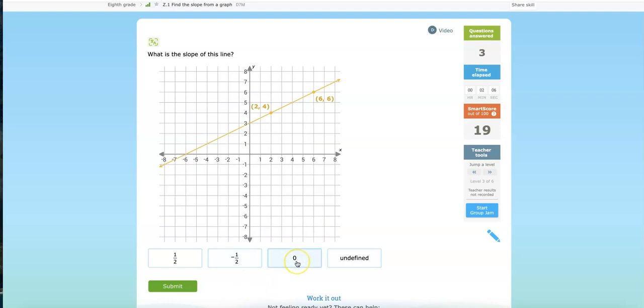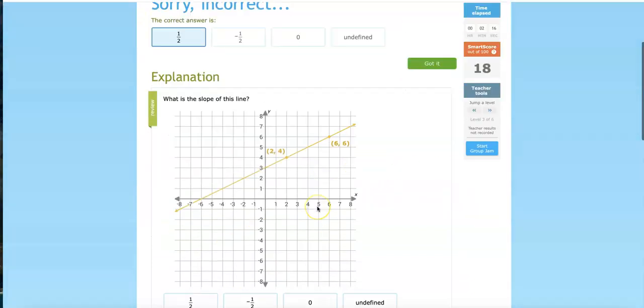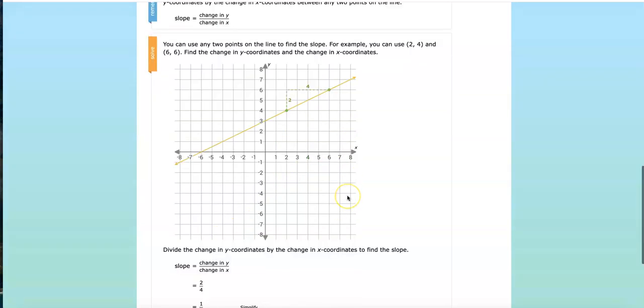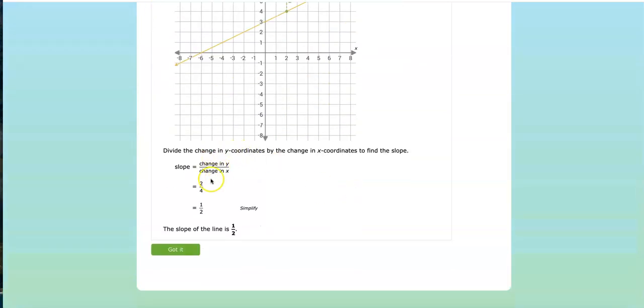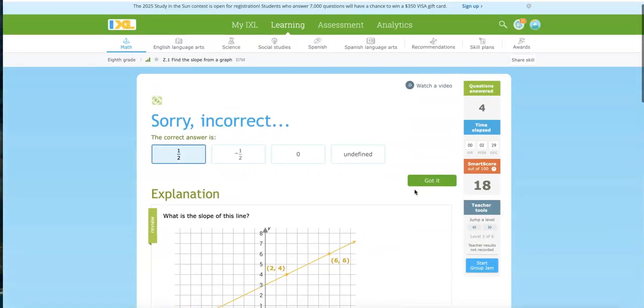So let's say that we're going along and we mismark. What happens? The score points do go down, not a full question, but it does go down. And then again, it goes right back through that explanation as to building your triangle, rise over run, change of y over change of x, simplify. So ultimately, again, it goes over the answer and how it got it.